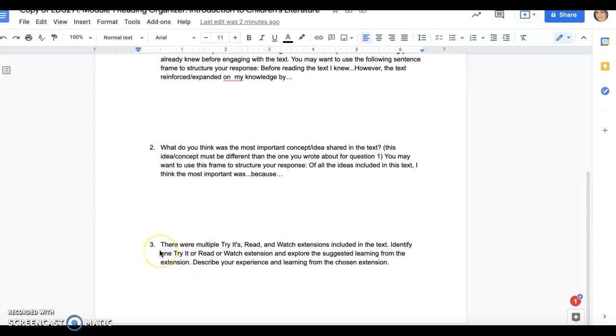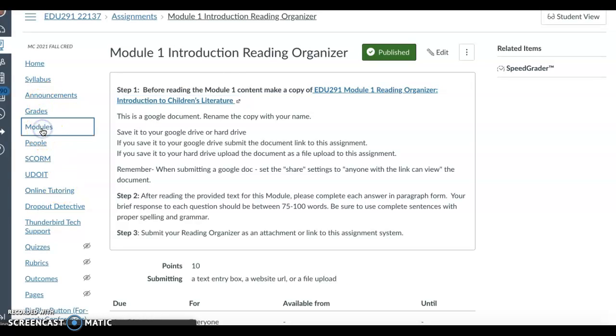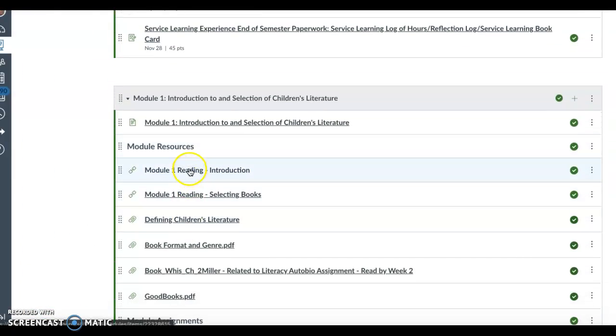And then finally, number 3, in our readings, you will find that there are multiple try its, read its, and watch it extensions, and I will show you where to find those in our readings. They are included within the text. You will identify one try it or read it or watch it extension, and then explore the suggested learning from the extension and describe your experience and learning from the chosen extension. So let's just jump back here just so we can know exactly what I am referring to, and you will find this once you start to do your readings. But in your reading, let's just pick introduction.